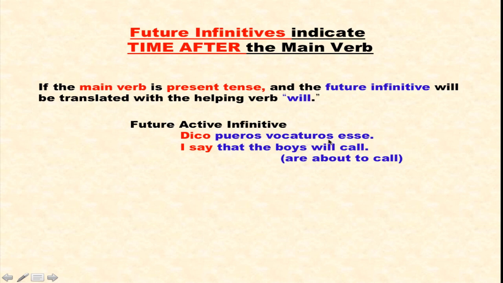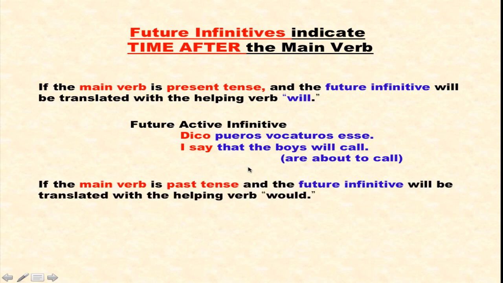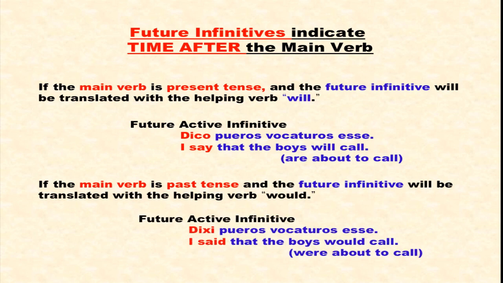Pueros, vocaturos. Notice also, though, that this could be translated, I say that the boys are, esse, as a present infinitive by itself, and then about to call. So you can sometimes think of this as a participle and the verb to be. It works as well when the main verb is past tense. I could translate it would, if that fits the situation. I said that the boys would call, or I could say the boys were about to call. Present infinitive with a past verb is going to be a were, and then about to call, agreeing with the boys.